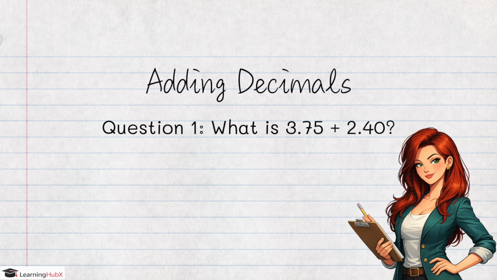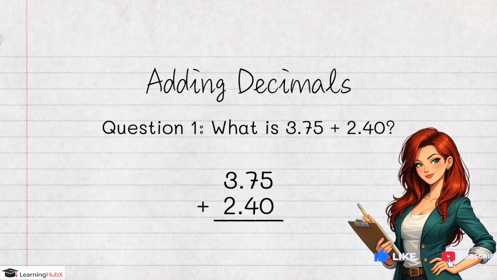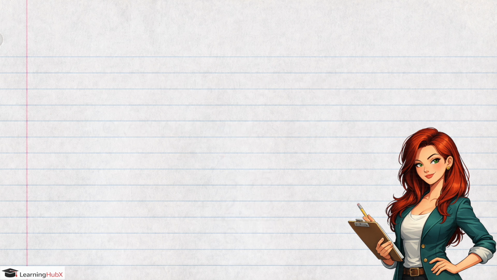Now that we understand how decimal place values work, let's start with the first operation: adding decimals. When adding decimals, always line up the decimal points. 5 plus 0 equals 5. 7 plus 4 equals 11, carry over 1. 3 plus 2 plus 1 equals 6. So the answer is 6.15.